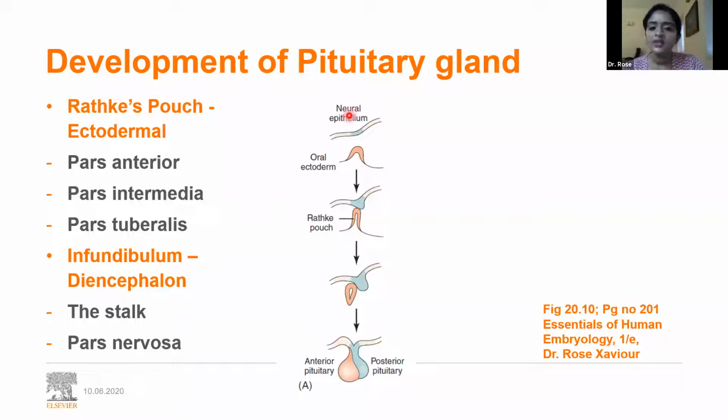Likewise, you have the diencephalon, the neural epithelium, which is giving rise to a diverticulum, or you call it as infundibulum. So now you have to know what are the derivatives of each. Rathke's pouch, which is derived from the oral ectoderm, and the infundibulum, which is derived from the diencephalon. What are the derivatives? So Rathke's pouch, if you have a closer look, you can see that there is an anterior wall, a posterior wall, and there is a cleft in between. So the anterior wall is actually giving rise to pars anterior.